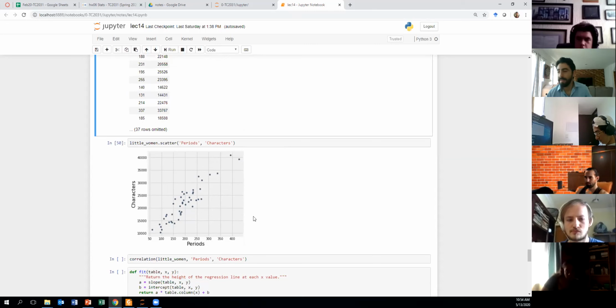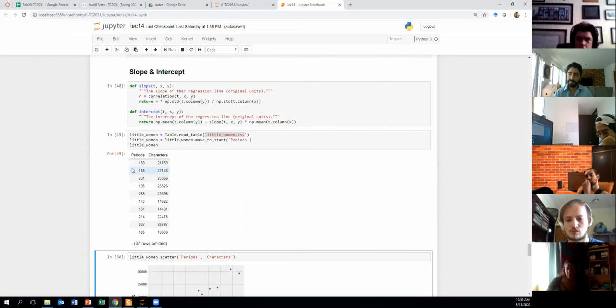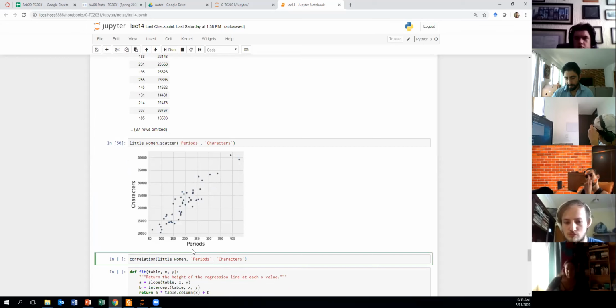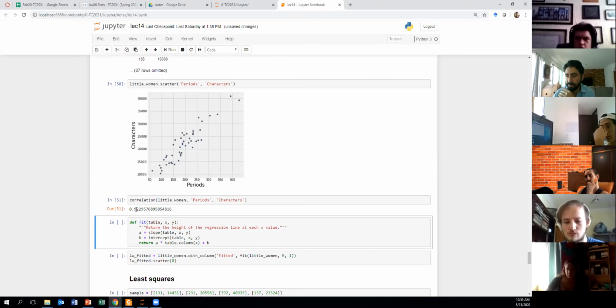So what you can see here is that it's falling pretty much on the same line. It looks like there is a strong correlation between the number of periods and the number of characters. So it means the more periods you have, the more characters you're going to have. Or the period can basically represent your sentence: the more sentences you have, the more characters you're going to have. So if I calculate the R value, you can see R is 0.92, which is pretty high. There is very high correlation between the number of characters and periods.